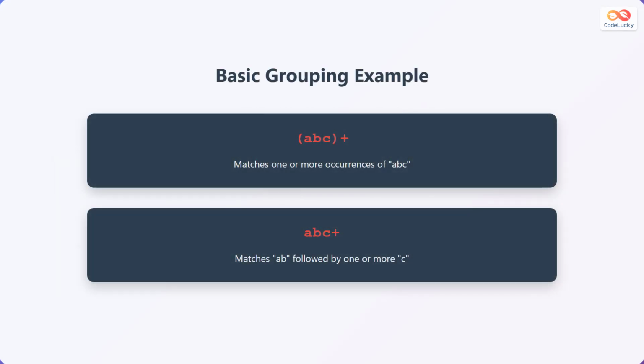Let's look at a basic grouping example. The regular expression pattern (ABC)+ matches one or more occurrences of the sequence ABC. Without the parentheses, the regular expression pattern ABC+ matches AB followed by one or more C characters. Grouping changes the behavior of the plus quantifier.